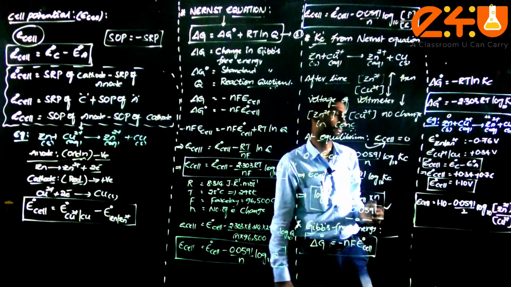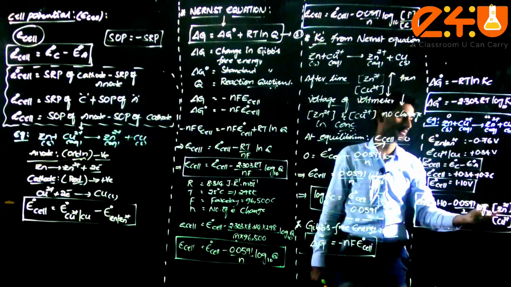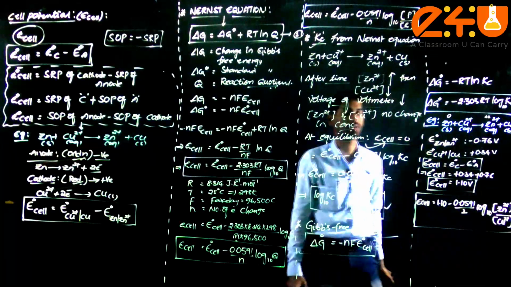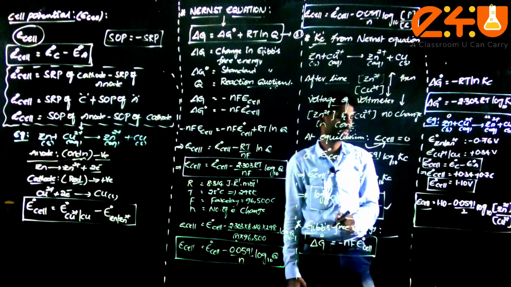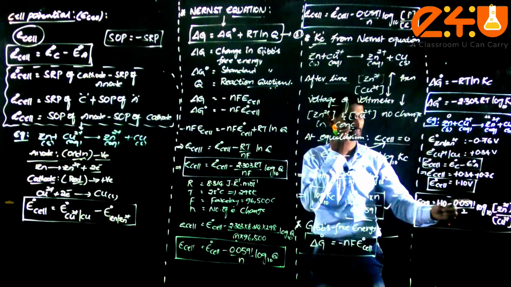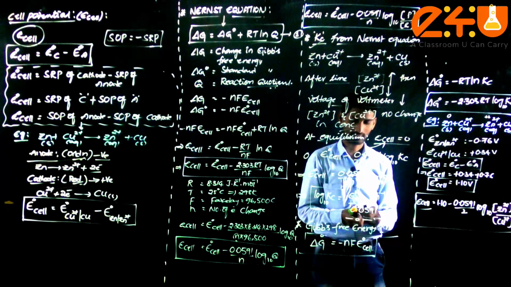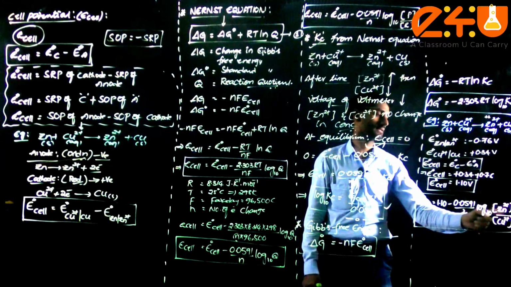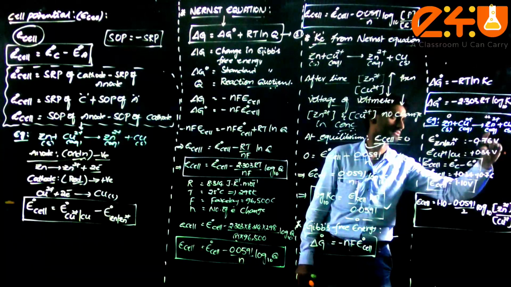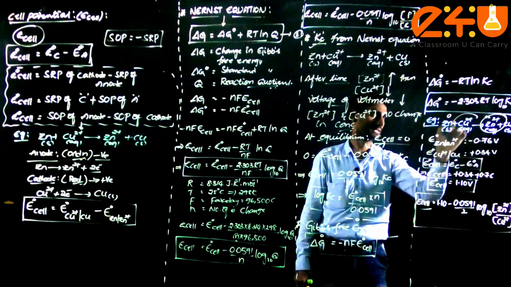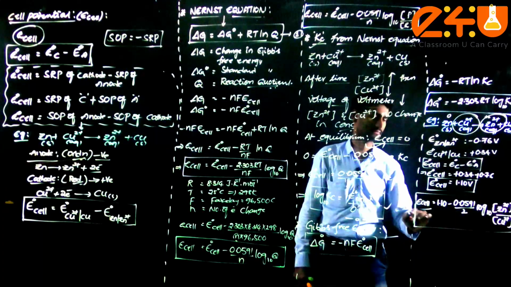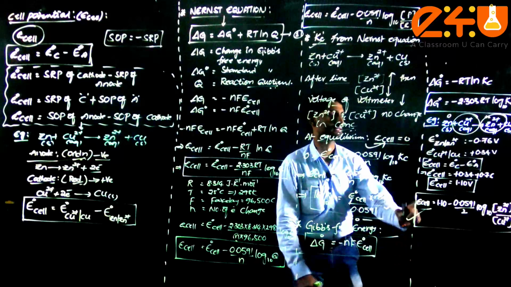This is the Nernst equation. Sir, what is the final formula? We don't know the concentrations of Zn2+ and Cu2+. Now E cell is equal to what, my dear students? 1.10 minus 0.0591 divided by 2, log of the concentration of the product, which is Zn2+, divided by the concentration of the reactant, Cu2+. This is the way we have to calculate E cell.